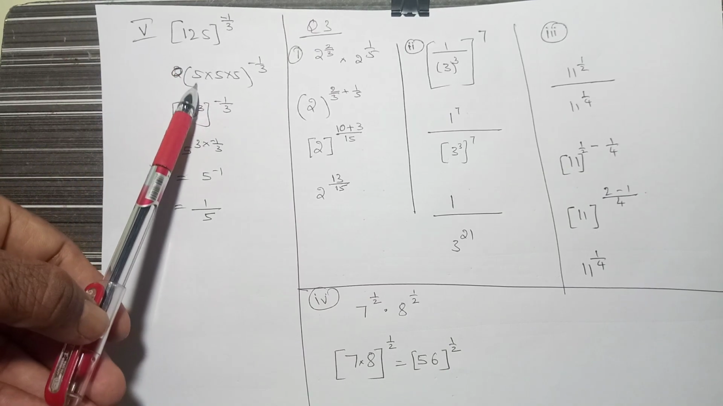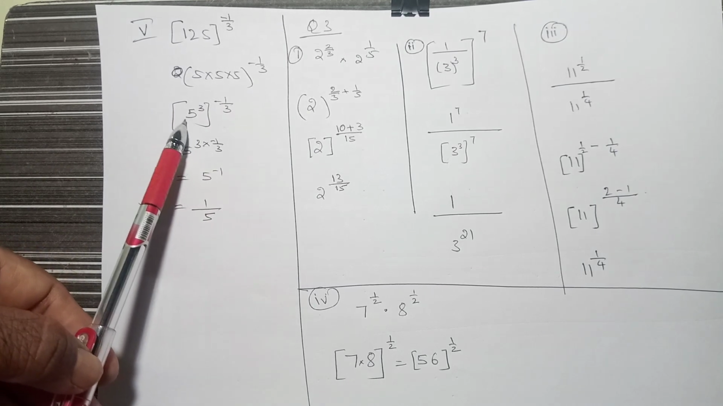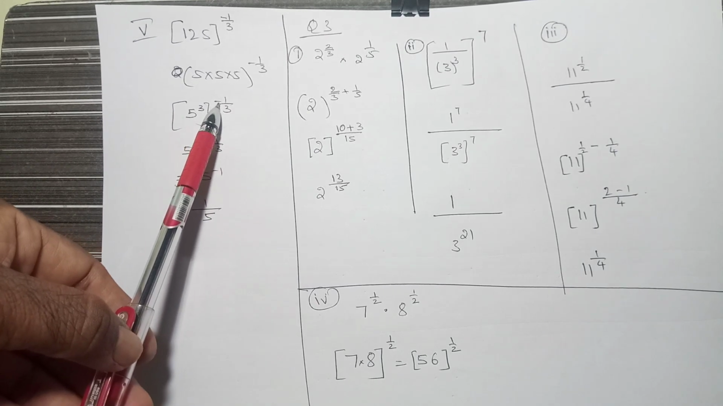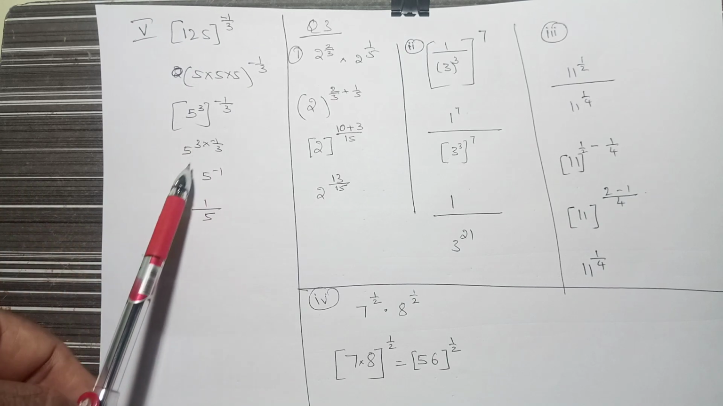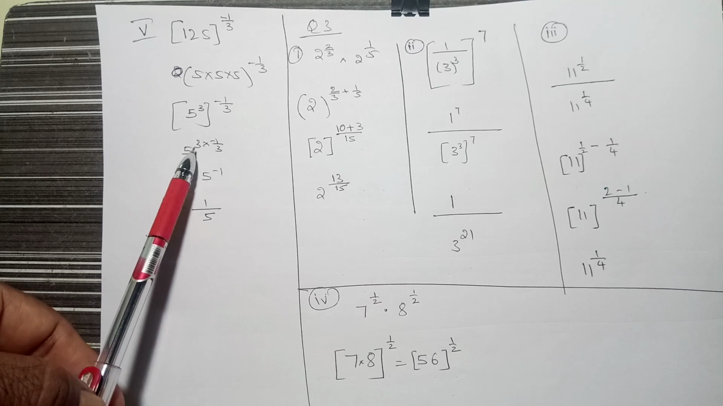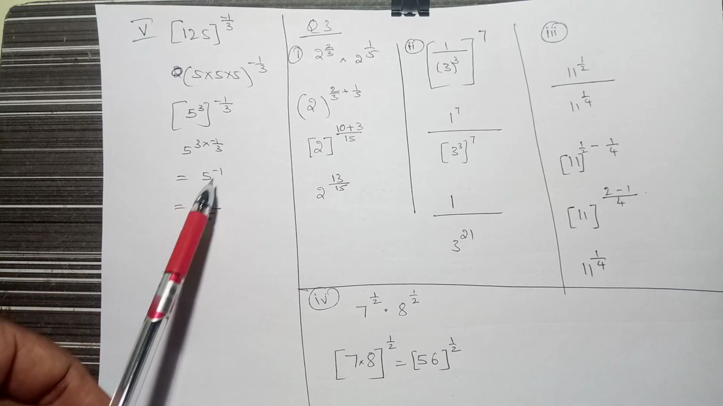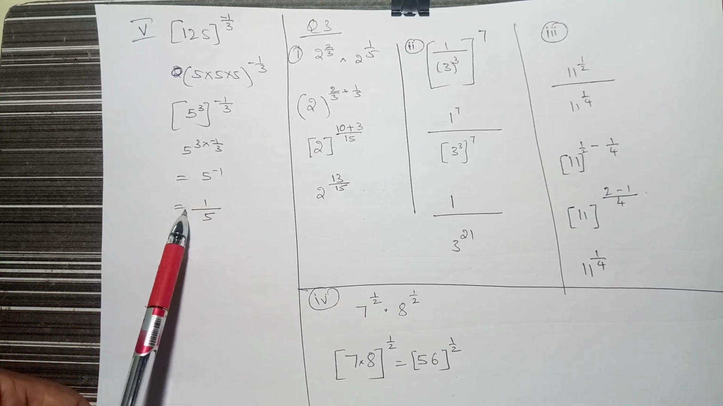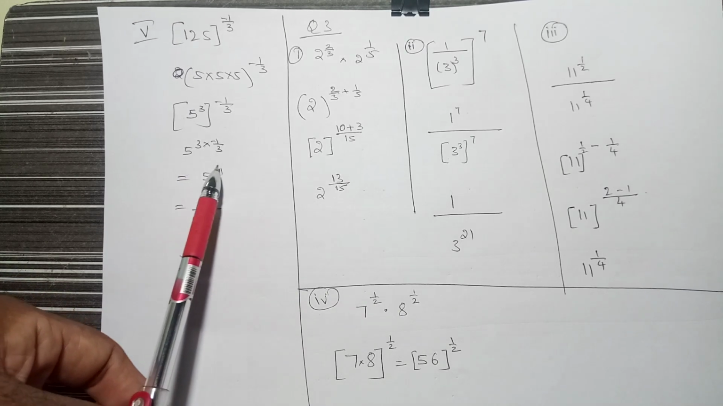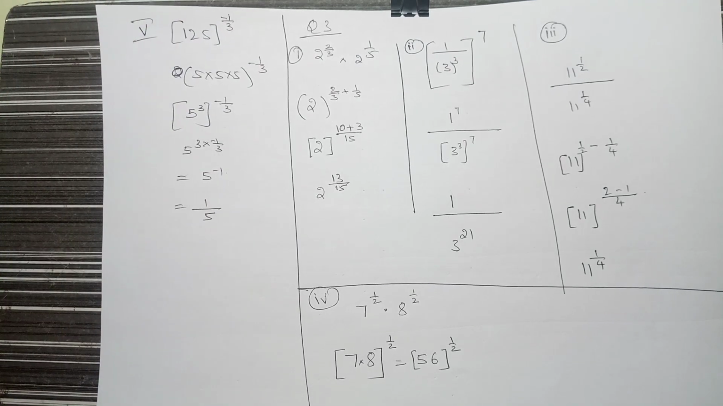125 can be written as 5 times 5 times 5. 3 times we have to write like that. Therefore 5 cube whole power minus 1 by 3. A power m whole power n is equal to a power mn. Therefore 5 power 3 times minus 1 by 3. So 3 will cancel, minus 1 by 3. Now here we have to change. 5 power minus 1 is equal to 1 by 5.